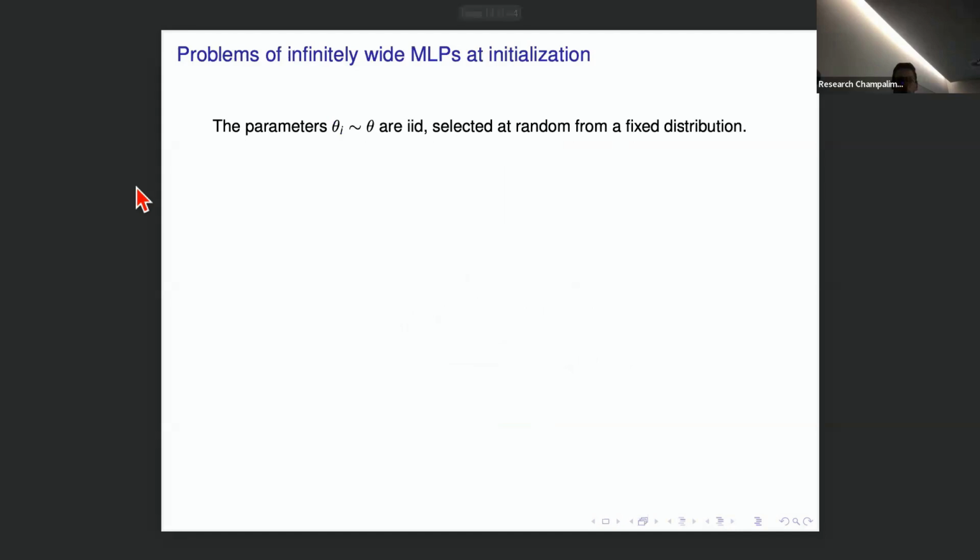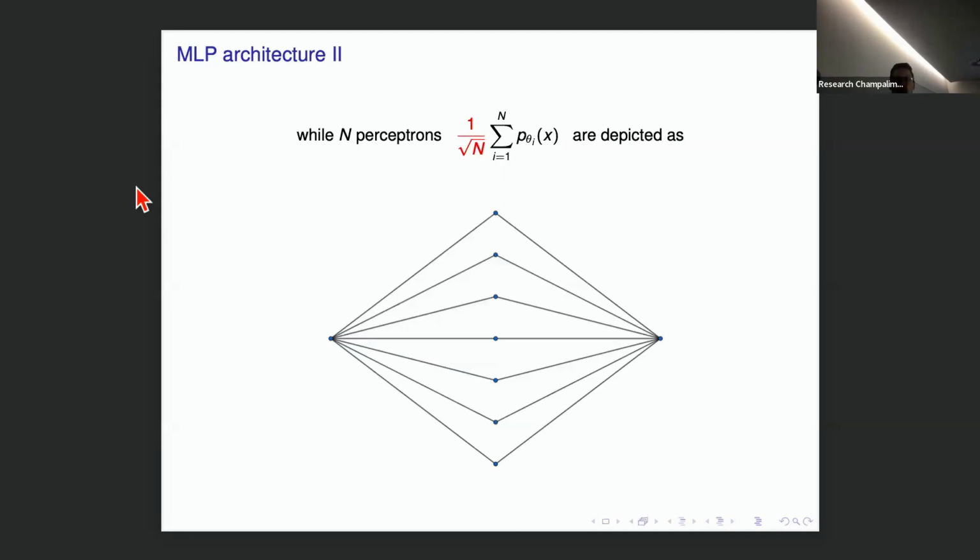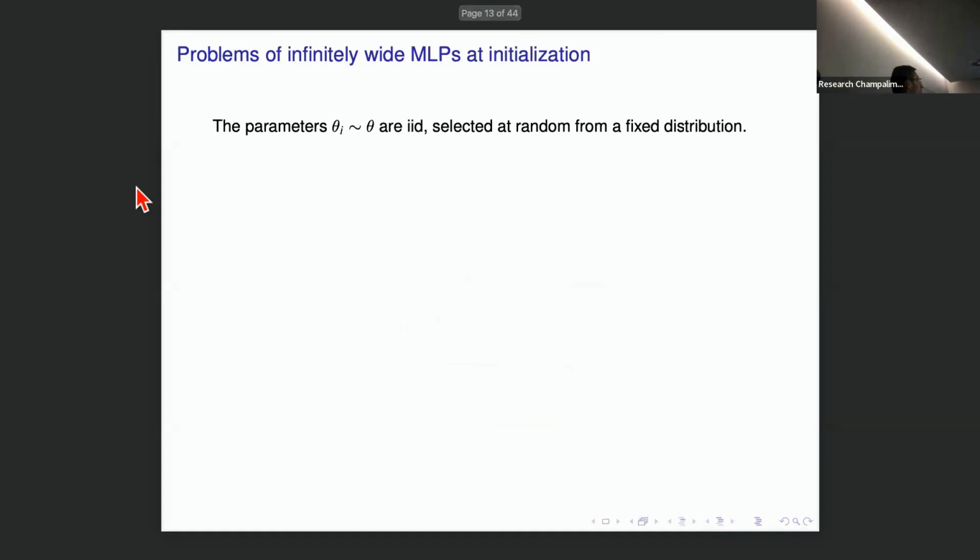Okay, why is this problematic? So I now will tell you about the problems that one can identify when you send n to infinity or when n is very large. So usually at initialization, there are two problems that arise. What do we do at initialization? So we choose the parameters of the perceptrons at random, at initialization, so when we initialize the network.